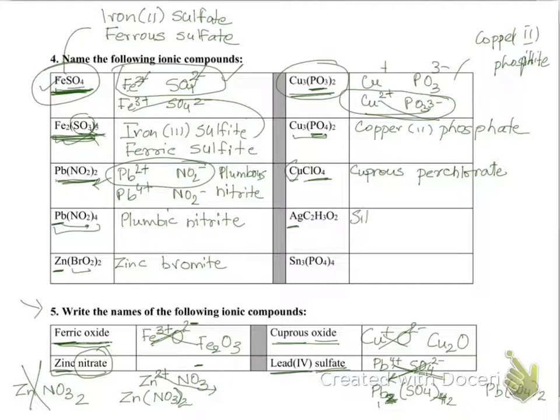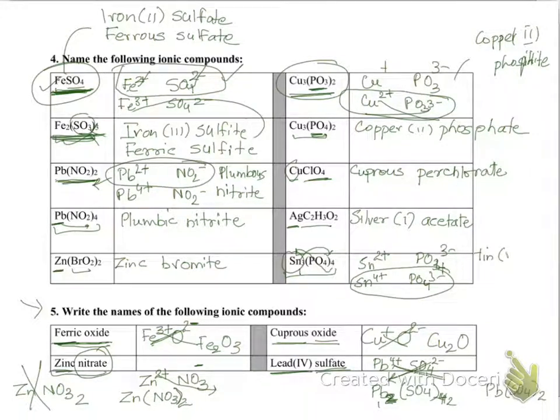Ag is silver, and for silver you are always going to write down Roman numeral 1 in parentheses. And this C2H3O2 is a polyatomic ion and its name is acetate. The next one, this is tin. Tin can have a charge of 2 plus or 4 plus. And phosphate, PO4, is 3 negative. And we can see here that this 3 was the charge of phosphate and this 4 was on top of tin. That means we are using this one. So it is going to be tin 4 phosphate, or the common name will be stannic phosphate.